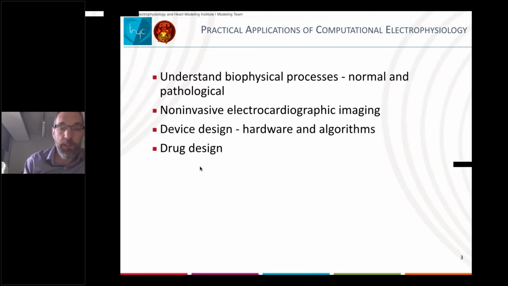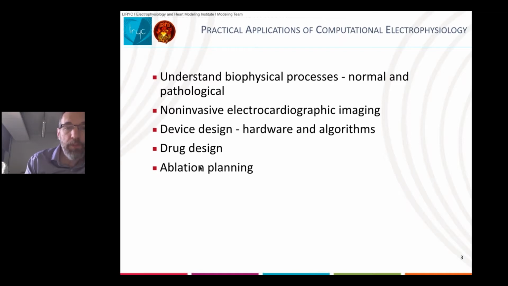For drug design, it's possible to use it. We can look at the effects of channel blockage or a particular type of drug kinetics on action potentials, as well as planning ablation procedures, which is going to become a very important use of models, and risk stratification.